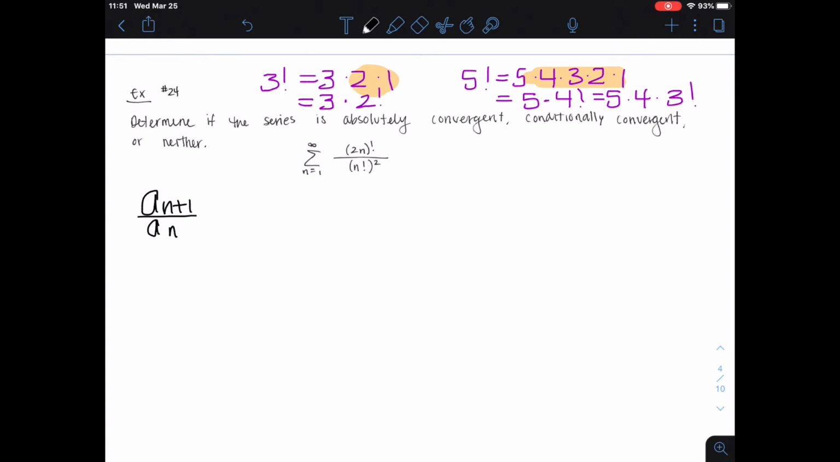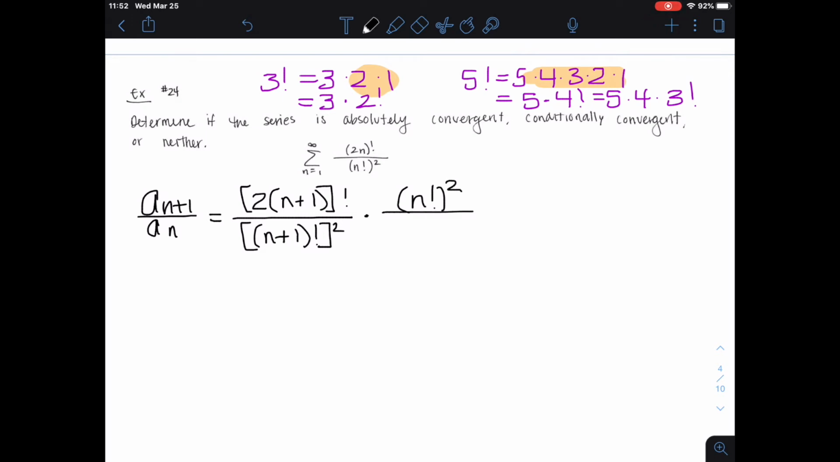Okay. So we need to take the n plus 1 term. So all you do is anywhere you see an n, it's going to get replaced by n plus 1. So I'm going to have (2 times (n plus 1)) factorial, divided by ((n plus 1) factorial) squared. And you're dividing it by exactly this term, so just multiply by the reciprocal. So this is times (n factorial) squared over (2n) factorial.